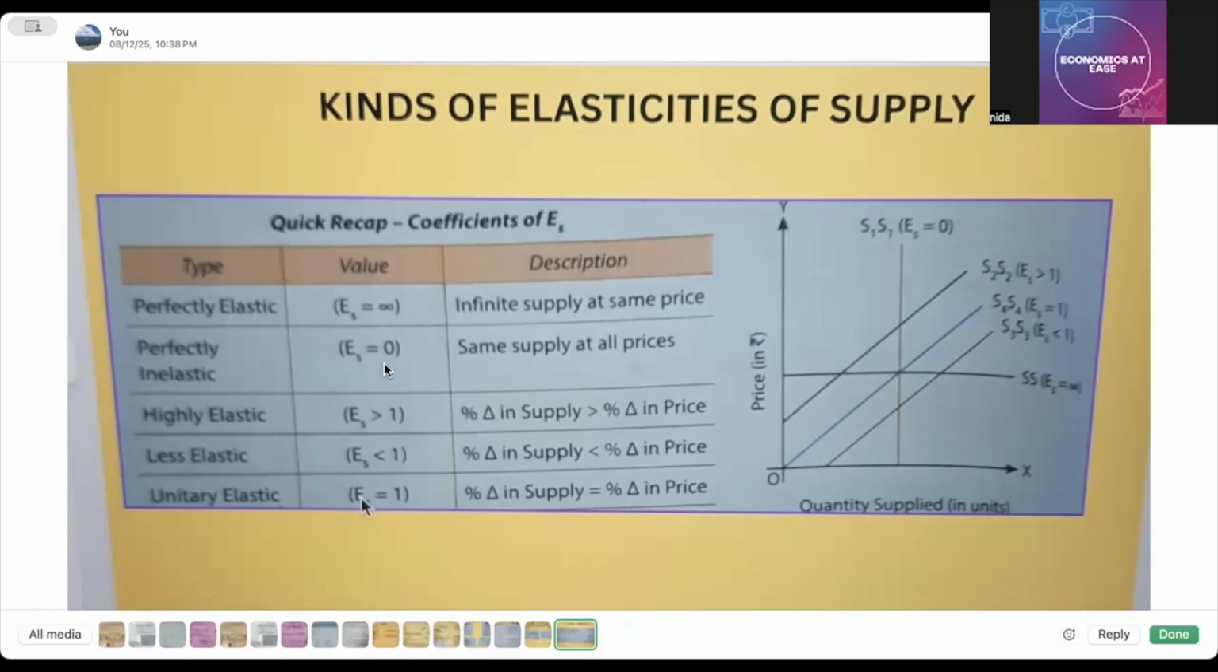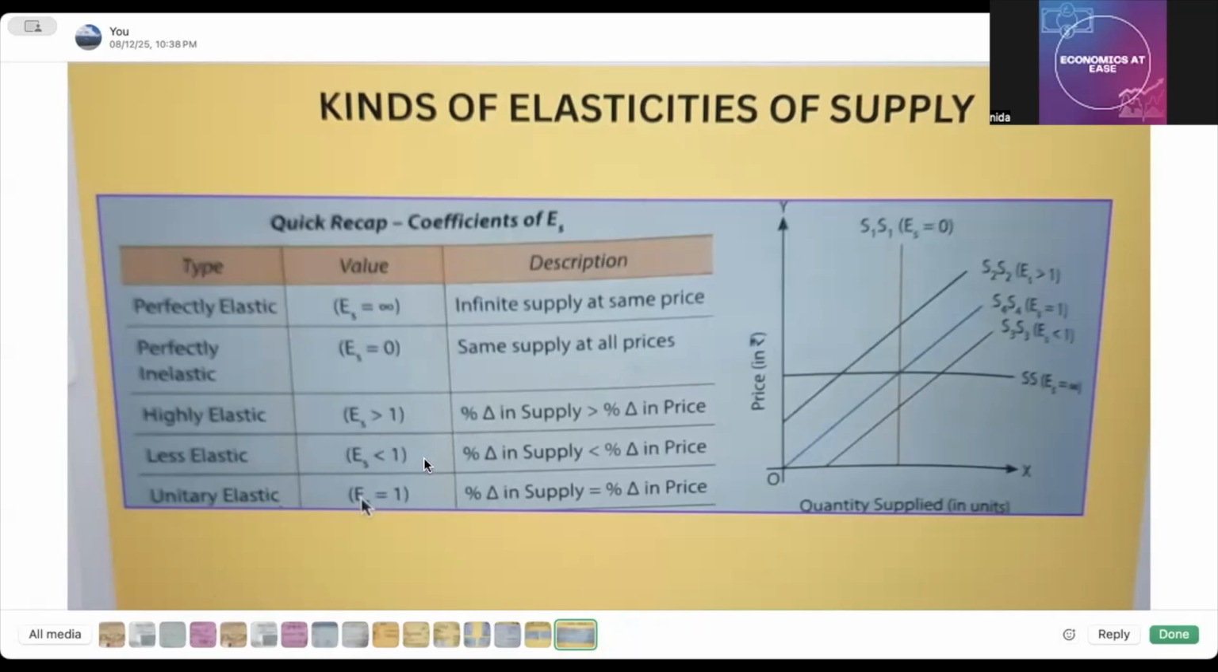Perfectly inelastic मतलब क्या हो गया? That is, when the supply does not change with the change in price, then supply for such commodity is said to be perfectly inelastic. Okay, that is ES, ES का मतलब है elasticity of supply is equal to zero. Then E is greater than one or more than one. That is when the percentage change in quantity supplied is more than the percentage change in price, then supply for such commodity is said to be highly elastic. इसको हम कहते हैं highly elastic.